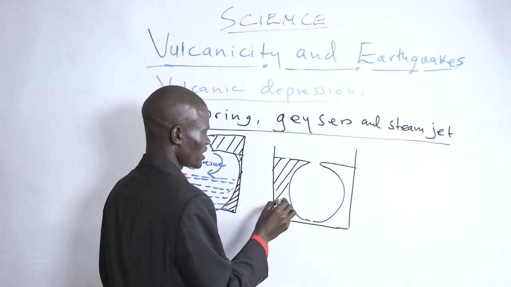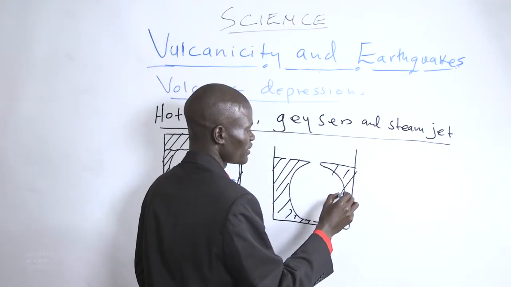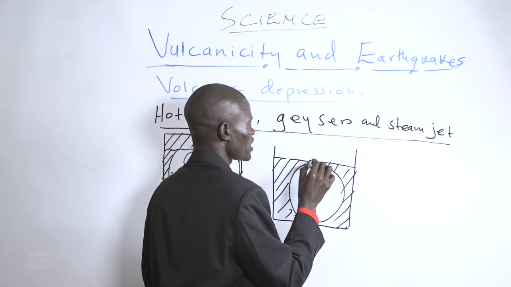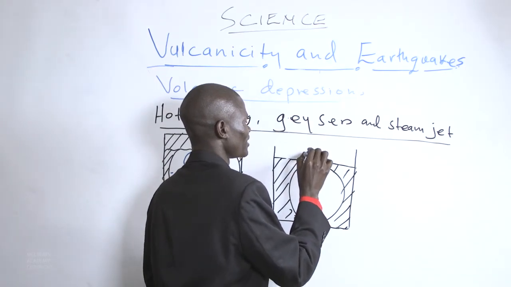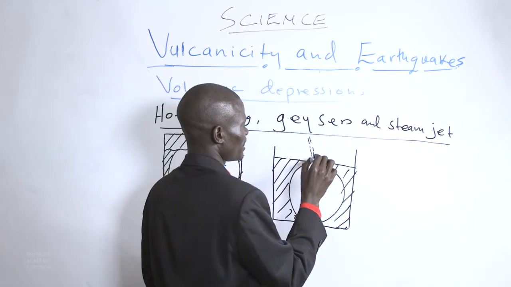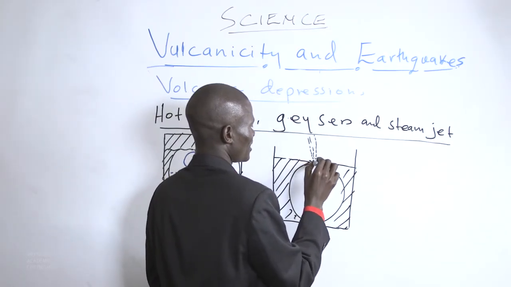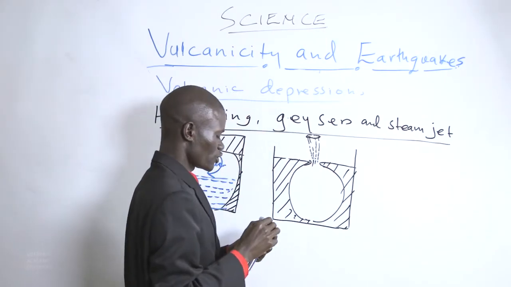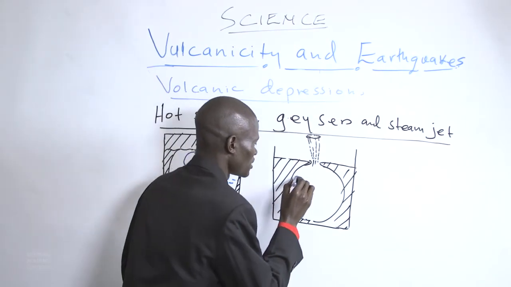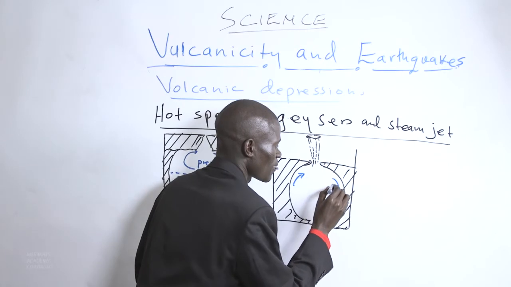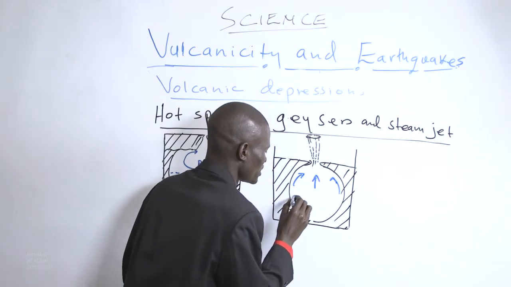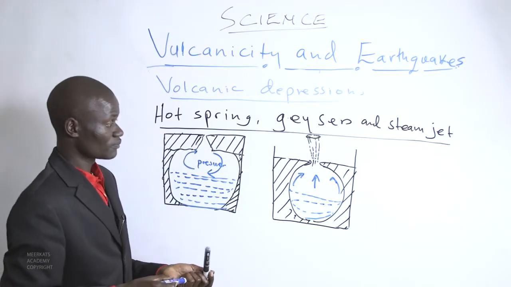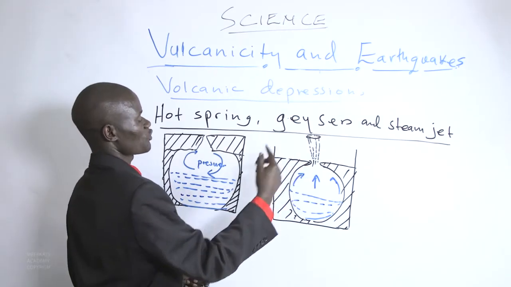of the earth crust, and in the process, they may use a small opening as they are expelled out into the earth's atmosphere. Because when the pressure is built up, what will happen? It will force some of the gaseous state of the water to be expelled out.